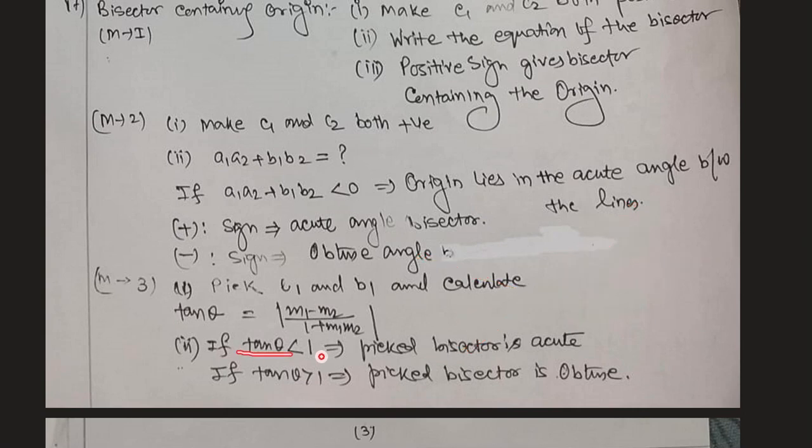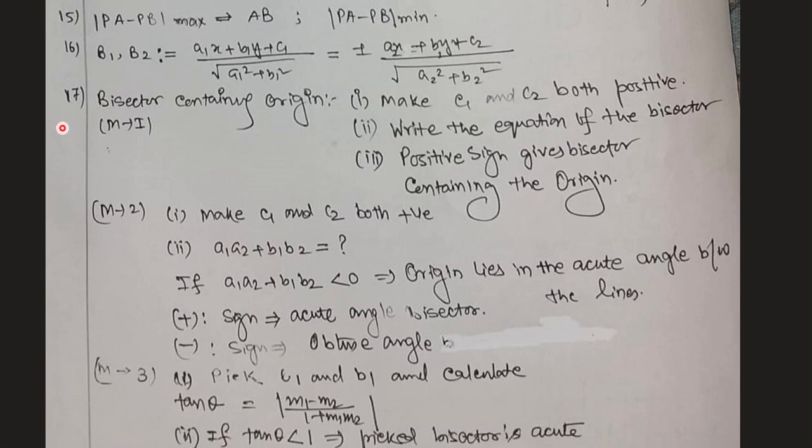So according to the tan theta, this method is actually a very comfortable method. In this method you choose any line and any bisector, and find the angle between them. If the angle is less than 45 degree, then you are getting the acute angle bisector. If the angle is more than 45 degree, then you are getting the obtuse angle bisector. So this bisectors concept is very important. Okay, so now let us summarize this concept again.